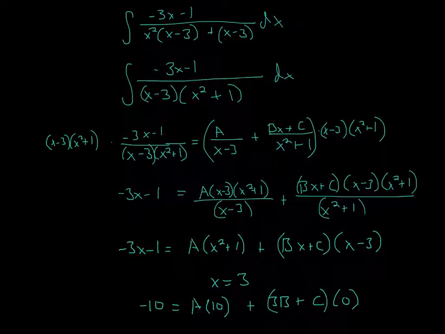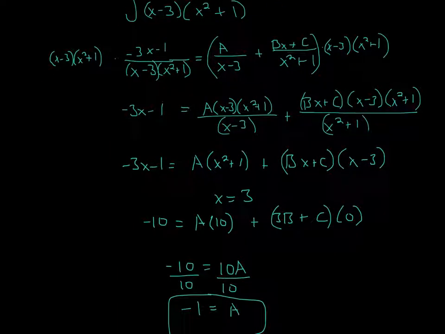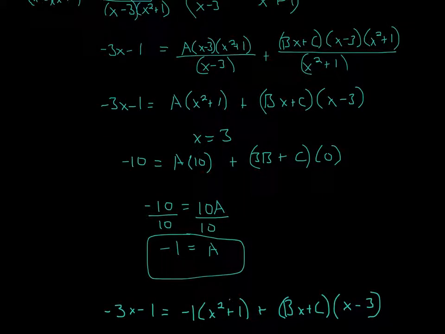So we are left with negative, and remember that since we multiply this, these will cancel. So we'll be left with negative 3x minus 1 is equal to A(x squared plus 1) plus (Bx plus C)(x minus 3). So now what we can do is just plug something in. When we plug something in, we want something to go to 0. So for example, I chose x equals 3.